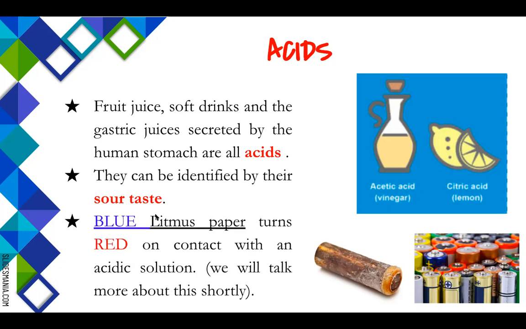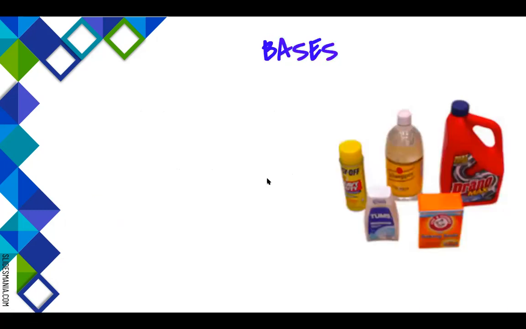We are going to look at this idea of litmus paper, which is an indicator, which is used to detect whether you have an acid or a base. So blue litmus paper turns red on contact with an acidic solution. We'll talk about that more later.